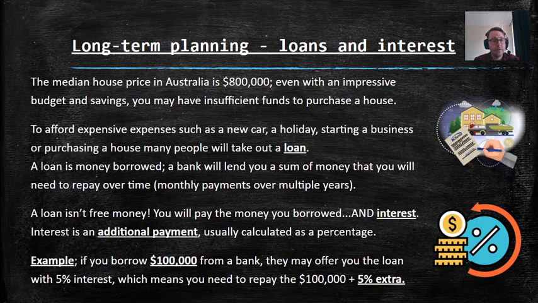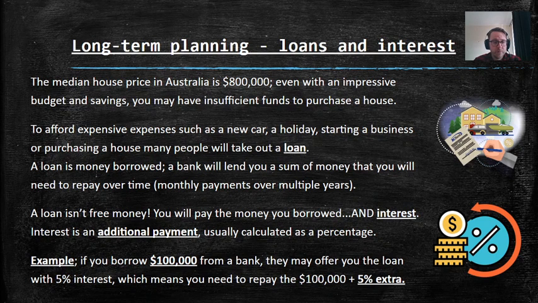So, I got bad news, guys. The median house price in Australia is $800,000. Even with a very impressive budget and savings, you cut out the Maccas and the coffees, look at you, Mr. Tapley, you may not have enough money. You may have insufficient funds to purchase a house. So how do we afford these expensive expenses, like a new car or a holiday or starting a business or purchasing a house? Well, many people will take out a loan.